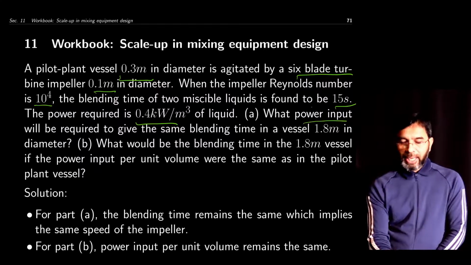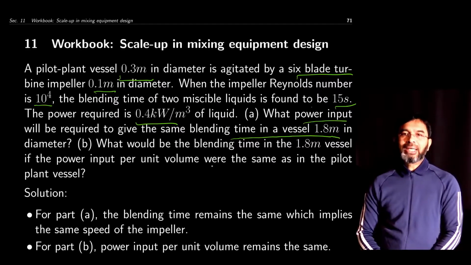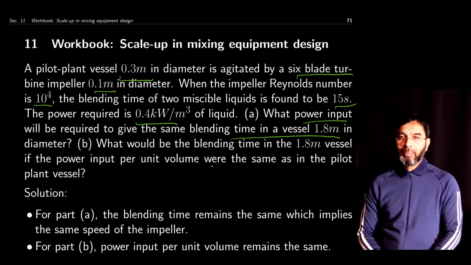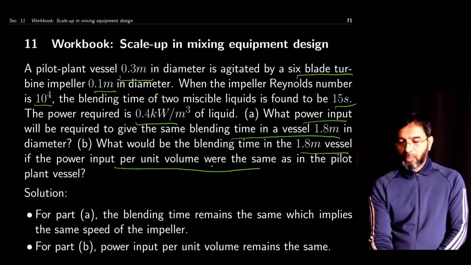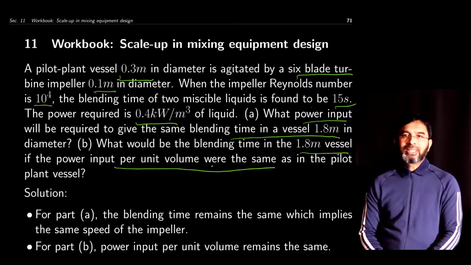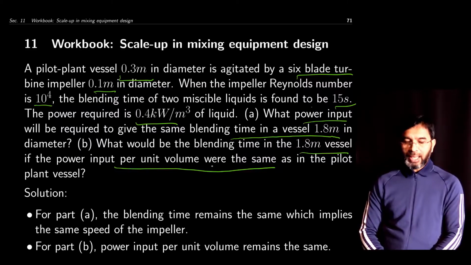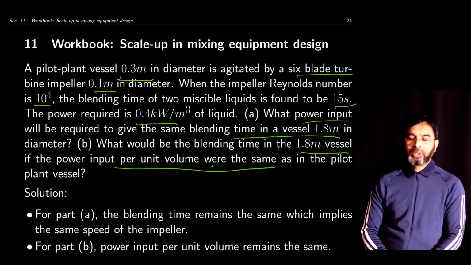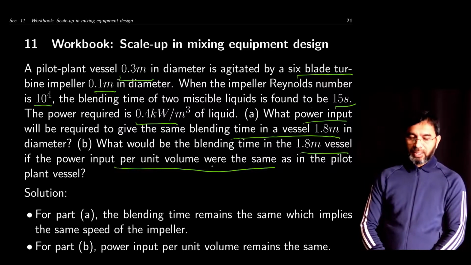What power input will be required to give the same blending time in a vessel 1.8 meter in diameter? So we have dT2, this is 1.8 meter. Then what would be the blending time in the 1.8 meter vessel if the power input per unit volume were the same? So part B says if P2 over V2 equals P1 over V1, what would be the blending time? So part A, you need to calculate the power input, and part B, you need to calculate the blending time if the power per unit volume remains the same.